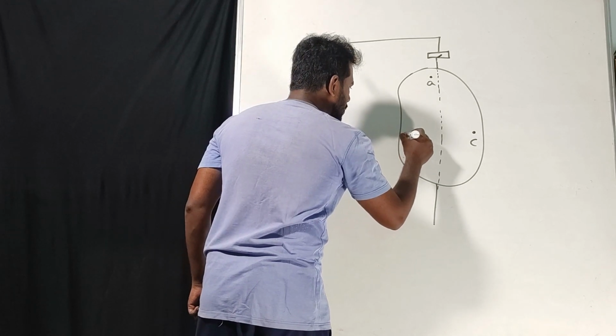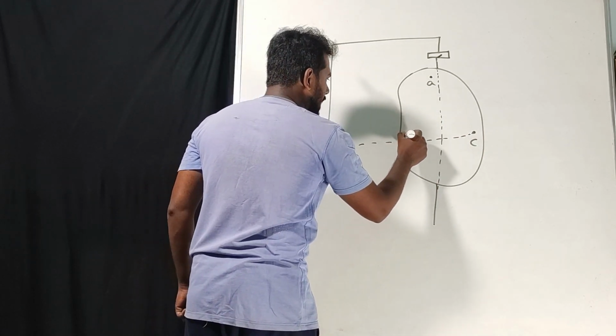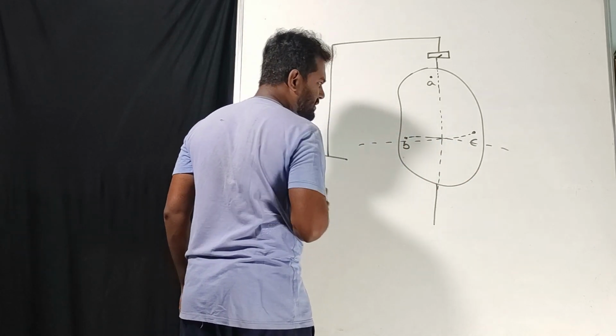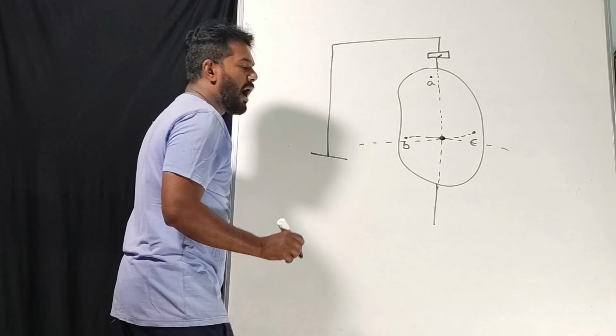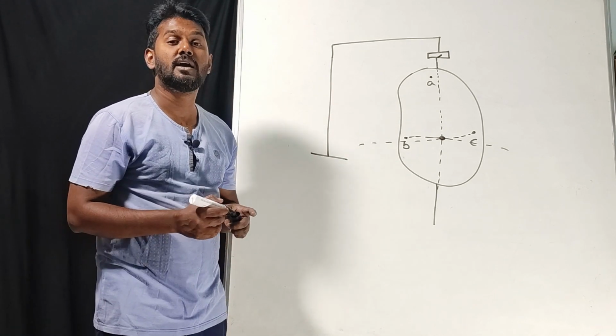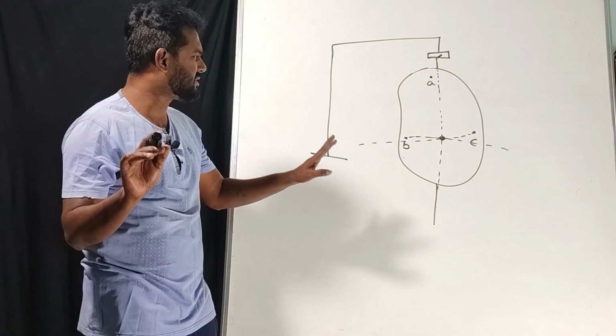Once you have it, through C you will get a straight line and through B you will get a straight line. Where these lines are meeting, that point is nothing but the center of gravity. You got my point? Very easy experiment.